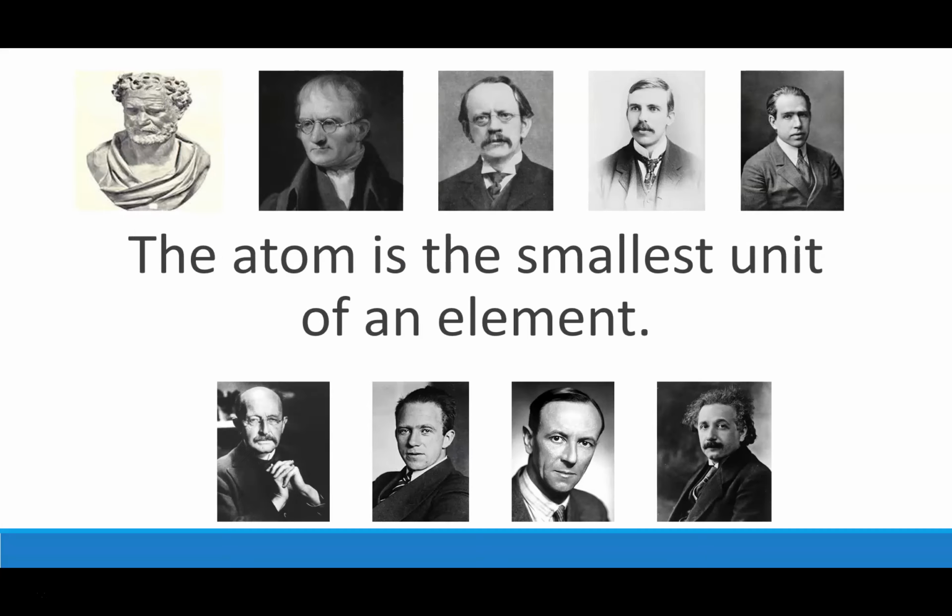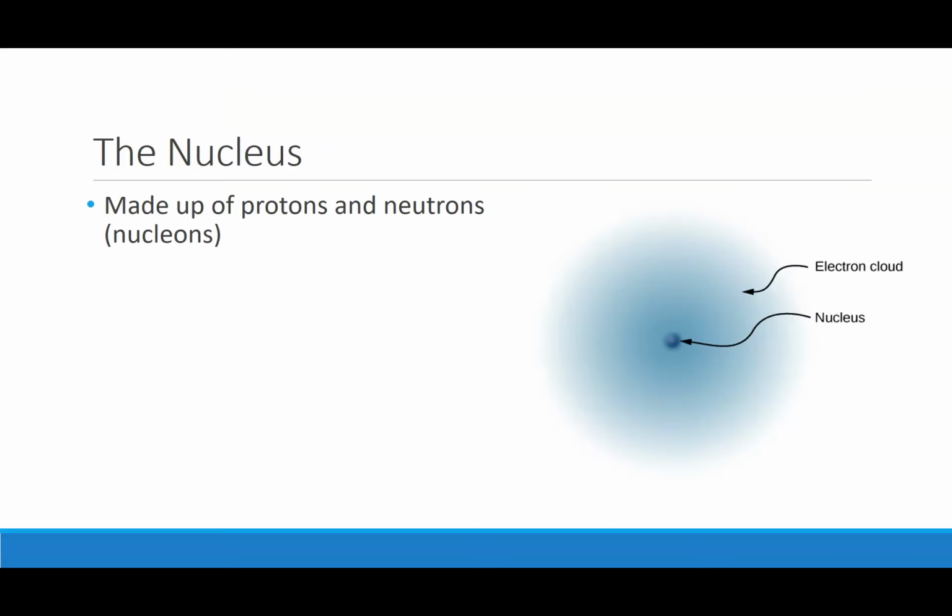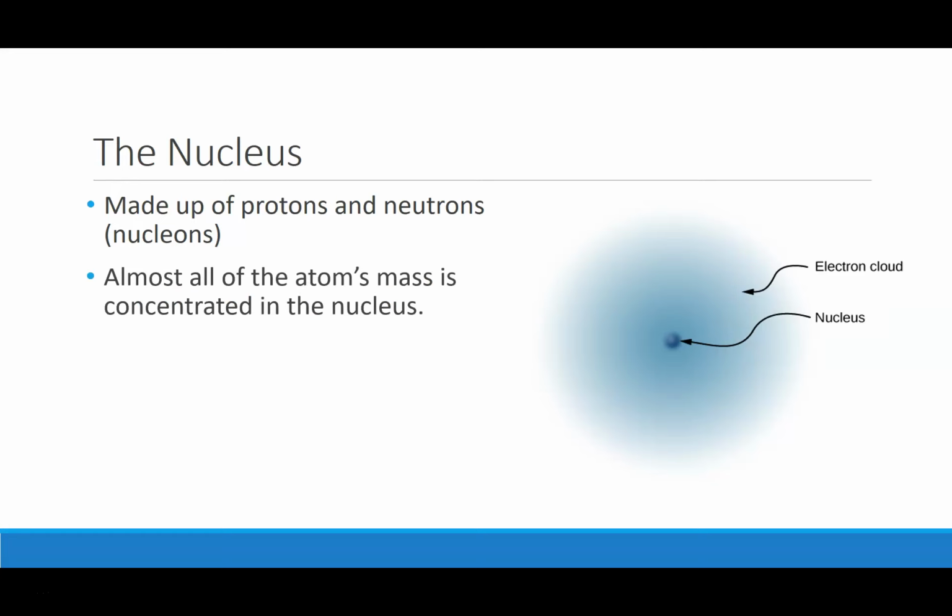The atom is the smallest unit of an element. From the works of many scientists throughout history, we now have an understanding of the composition of the atom. In the center of the atom is the nucleus. It is made up of protons and neutrons, which are collectively known as the nucleons. Almost all of the atom's mass is concentrated in the nucleus. Because of this, the nucleus is very dense.